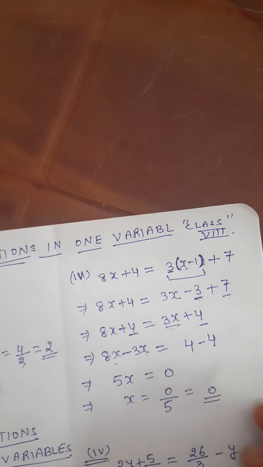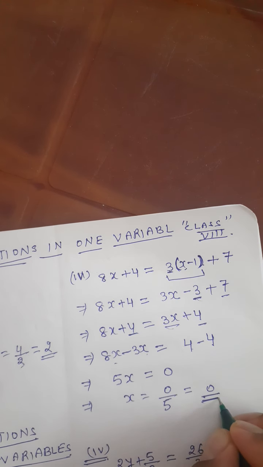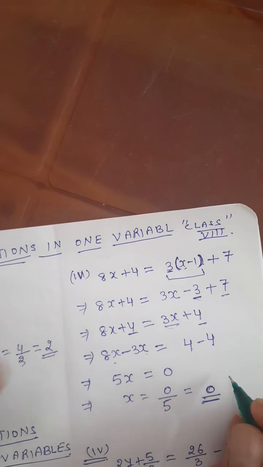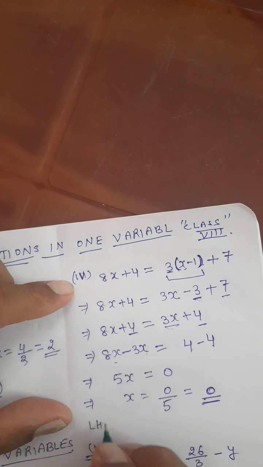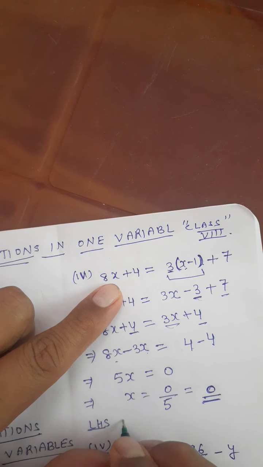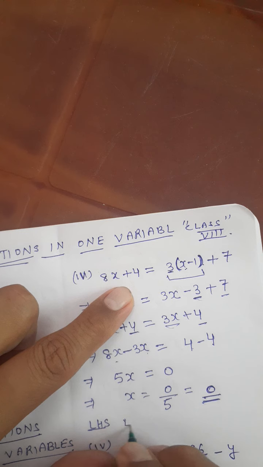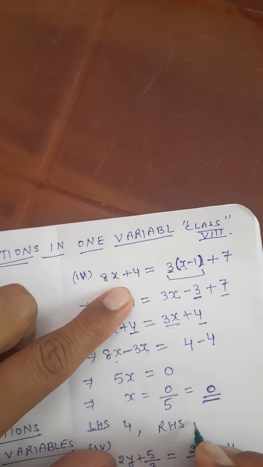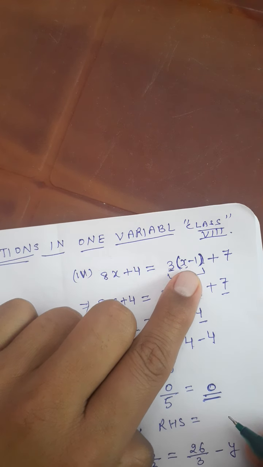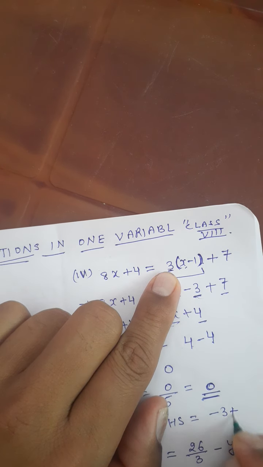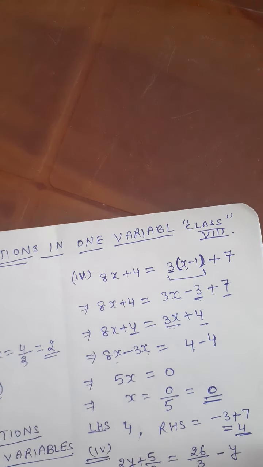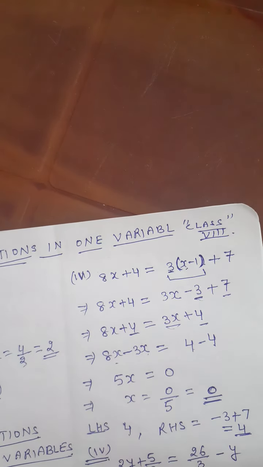And if you want to verify that this is your answer, you can check that x is 0. First, put x as 0 in the LHS. So if x is 0, then LHS becomes 8 into 0, 0 plus 4, which is 4. And RHS, if you put 0 here, 0 minus 1 is -1, -1 into 3 is -3, plus 7 will be 4. So you can check that LHS and RHS are the same. It means the equality holds here.